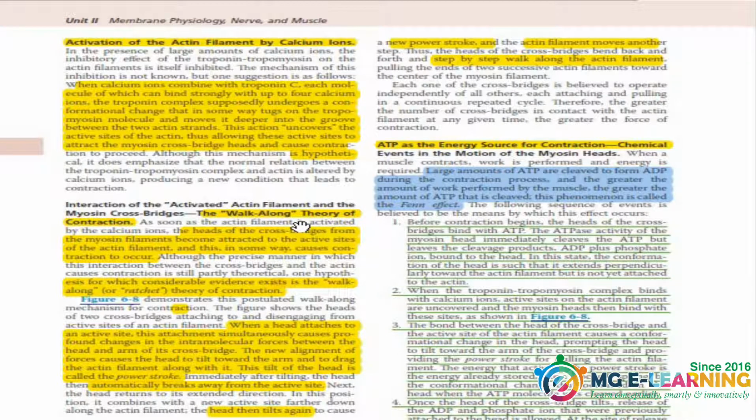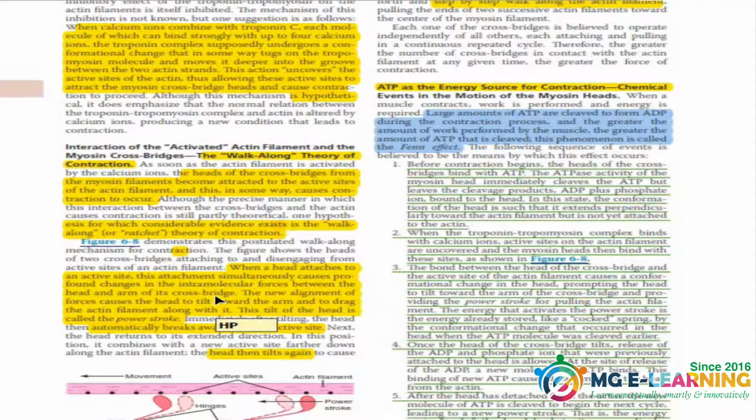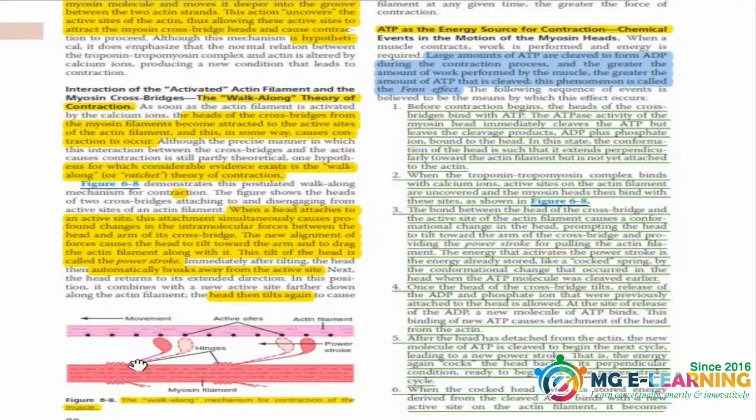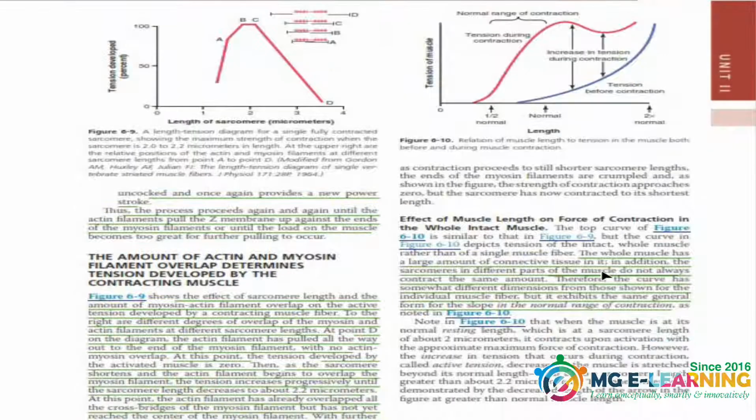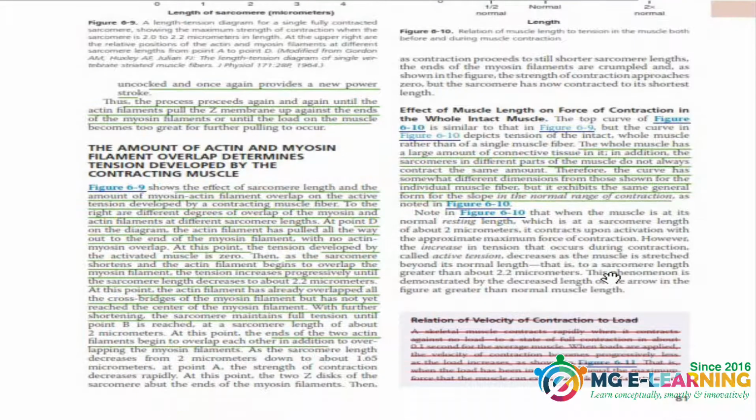Then is the walk-along theory of contraction. This is a very important SCQ, the walk-along or ratchet theory of contraction, and you need to understand this diagram with this text. Next is ATP as the energy source for contraction. This topic is important for MCQ and for proper understanding. This is an important topic. On this page all of the text is for reading purposes, and there are not so important points with regard to the SCQs.